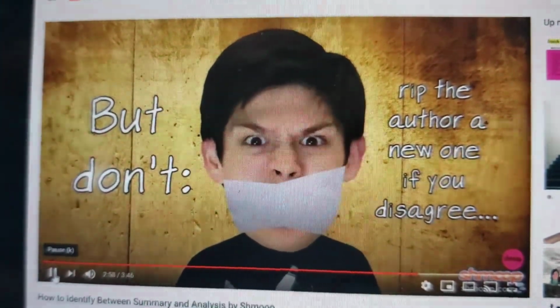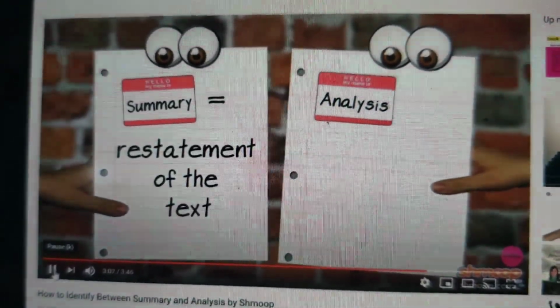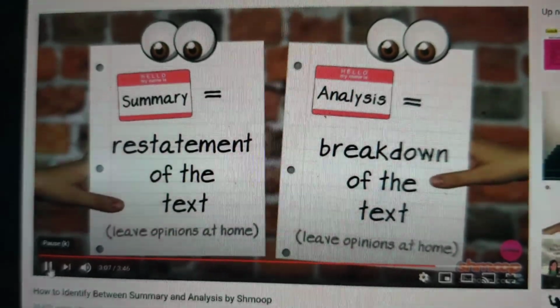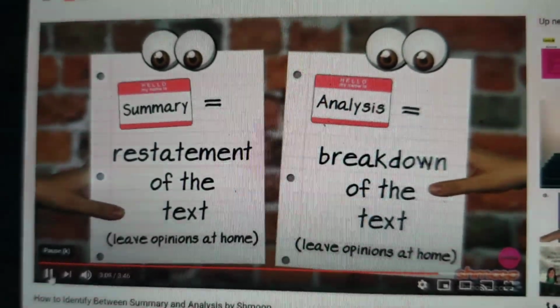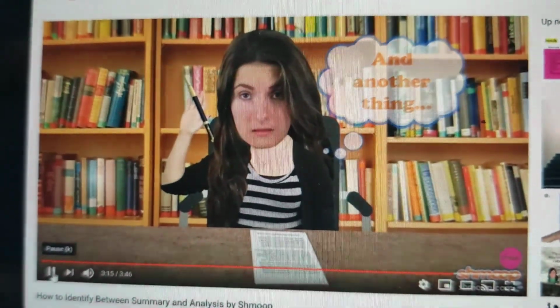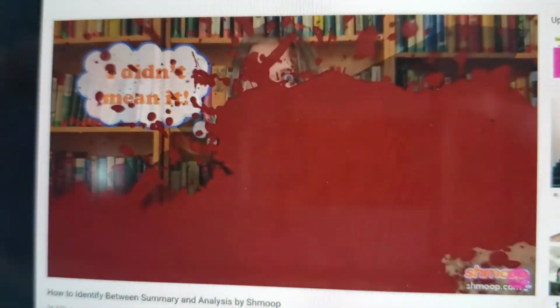So in brief, a summary is a restatement of what we've read. An analysis contains a breakdown of the text, and we pretty much have to leave our opinions at home when we write these types of essays. The good news is, if we do accidentally slip what we think into an essay, well, we aren't likely to take a sword to the neck like poor old Ned Stark. At least let's hope not.